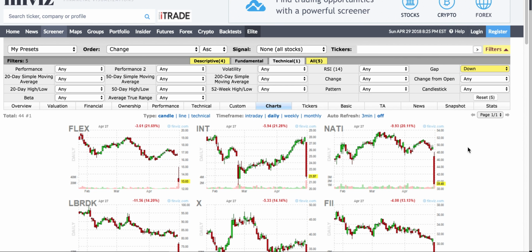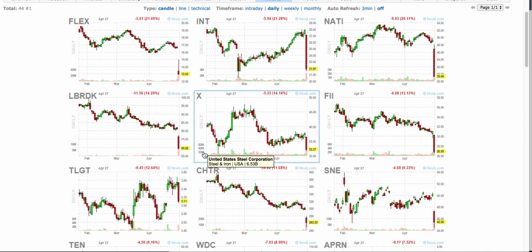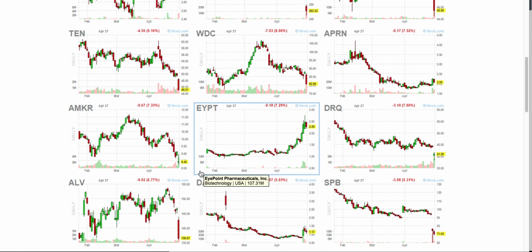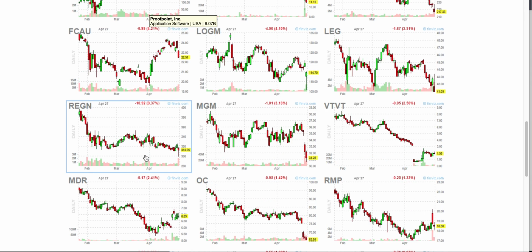I didn't even log in. So you're looking at the daily time frame and trying to see which stock has the potential to go, or you want to put in all 44 tickers and try to find out the intraday setup.